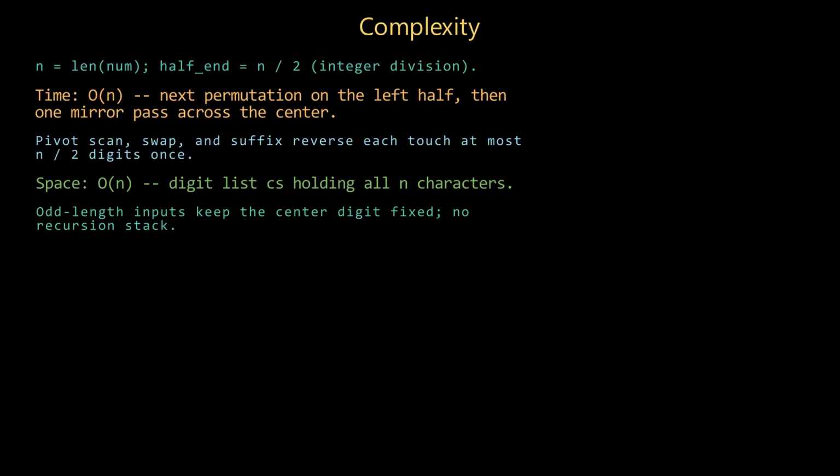N is the number of digits in number. Time is O of n: next permutation on the left half, then one mirror pass across the center. Space is O of n for the mutable digit list we rearrange in place.